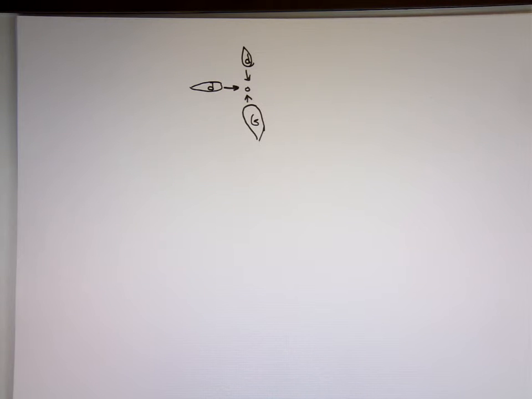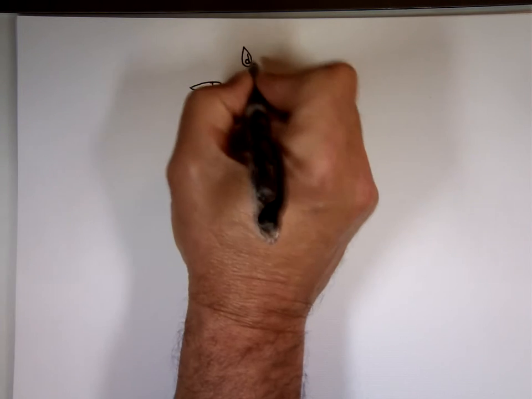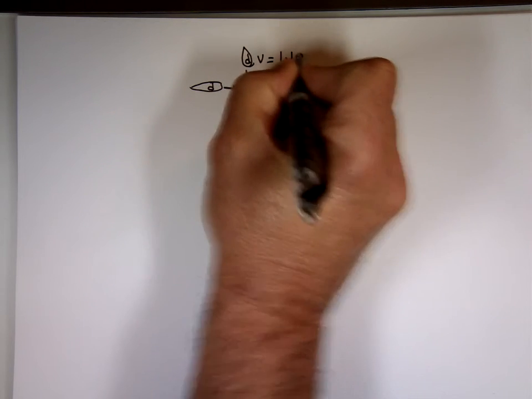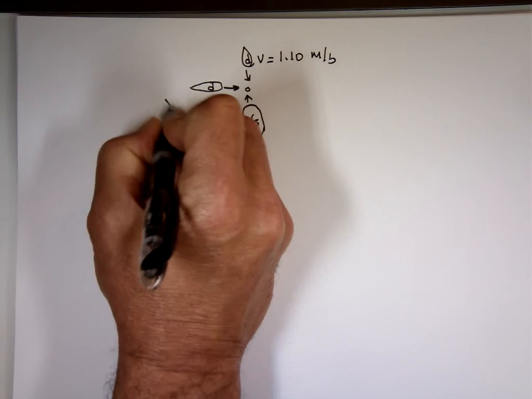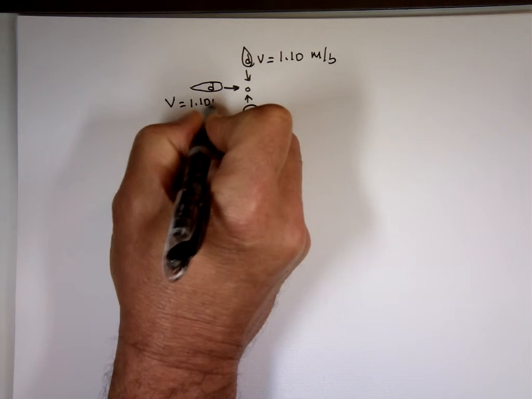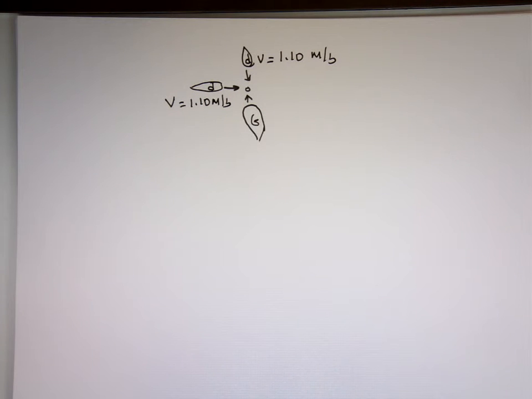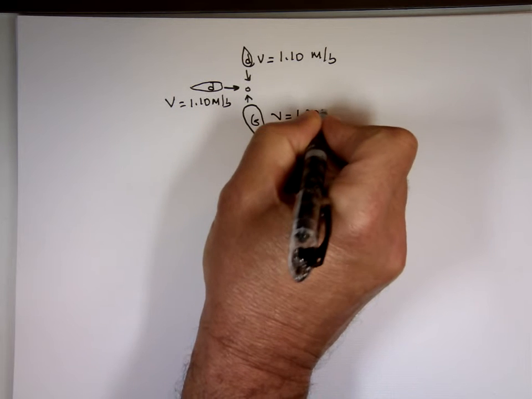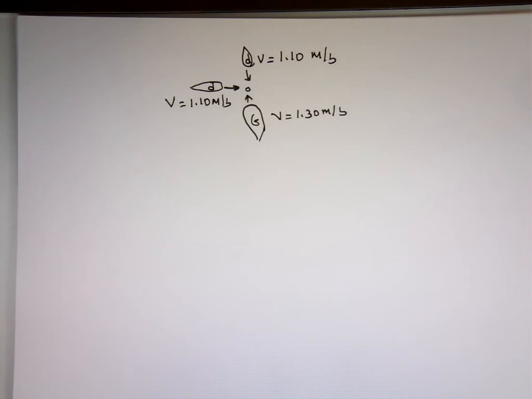Now, this is the velocity of each duck, a speed of 1.10 meters per second. This duck also has the same speed, 1.10 meters per second. And the goose can swim at 1.3 meters per second, faster. Find the magnitude and direction of the total momentum of the 3 birds. What is the magnitude and direction of the net momentum, the total momentum?